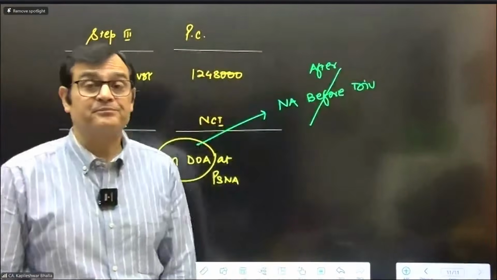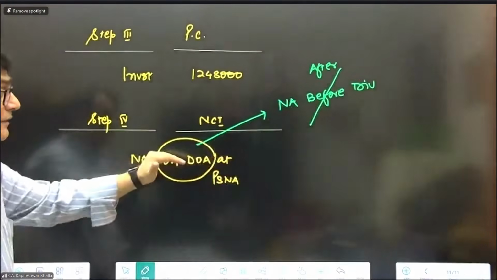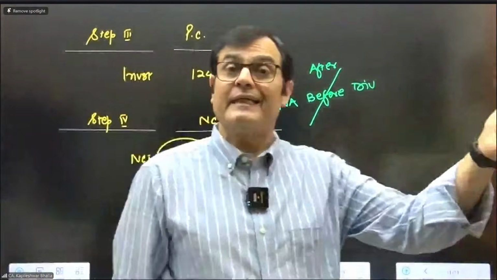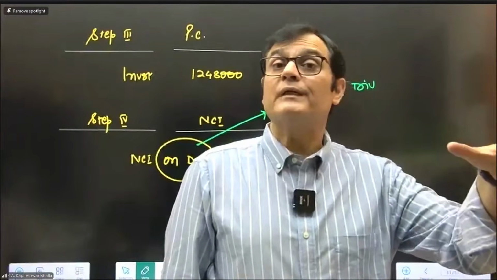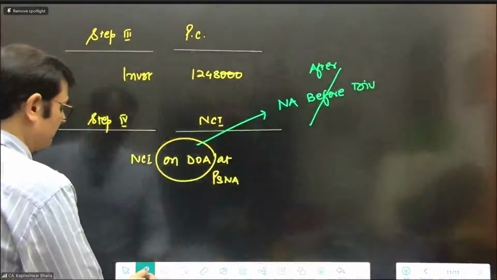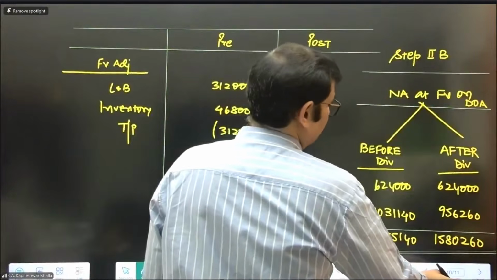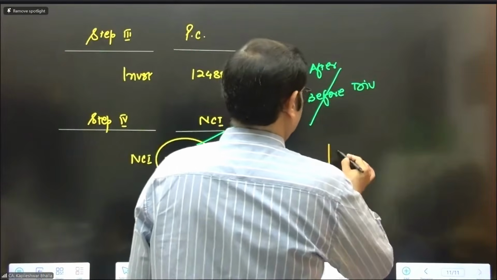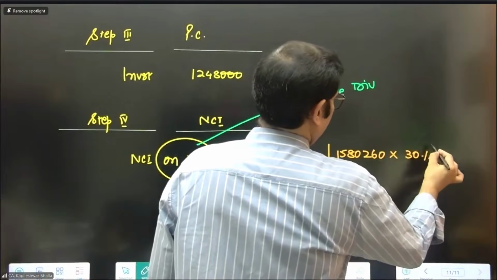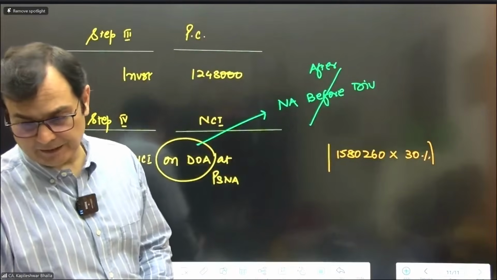That's one focus point. As far as dividends are concerned, when you write that it is the NCI on acquisition date, your mind will tell you that I need to take the net assets without dividends. But we are calculating the NCI on the balance sheet date, so take it after. So let's get the information. We've got the figure after dividend, 1582.60. 1582.60 into 30%, because 70% belongs to the parent.